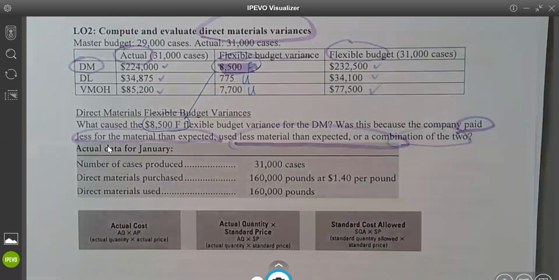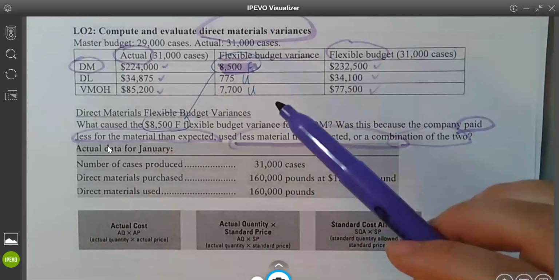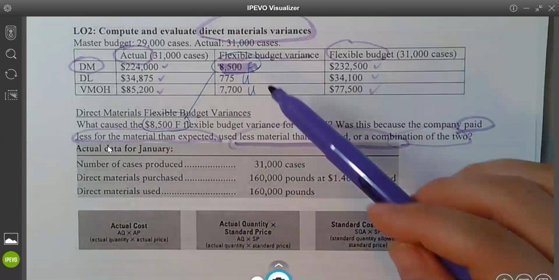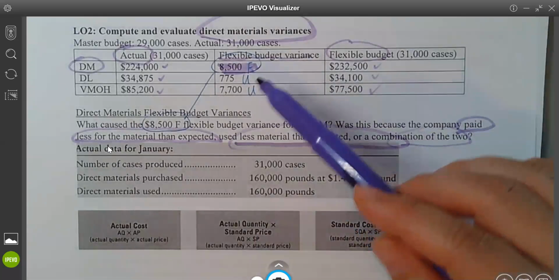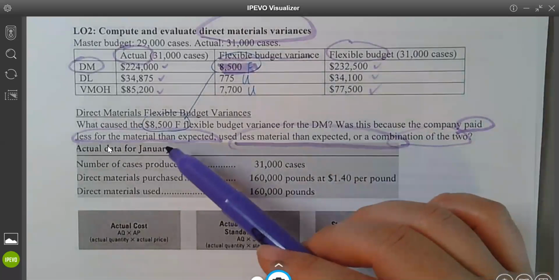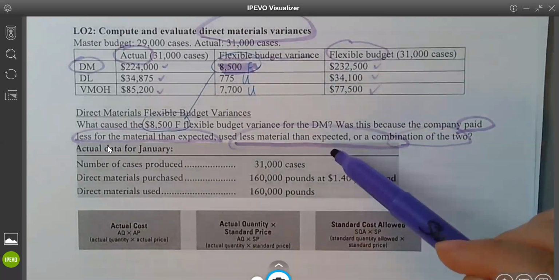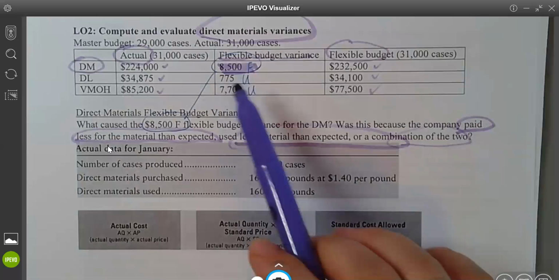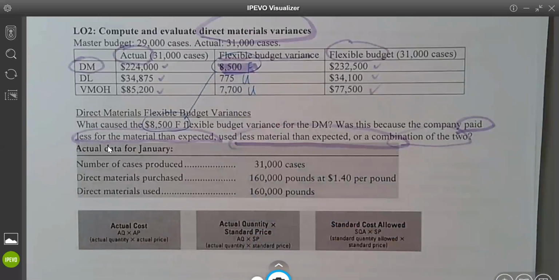Why do we bother ourselves, right? Why don't we just watch TV and enjoy ourselves? Why do we have to bother to do this? Because we want to get the story behind the numbers. We want to know why it's favorable, because the price is cheaper, or because we use fewer pounds, or because of both of them. So we have to break down this big number into 2 parts. Now let's get the numbers.